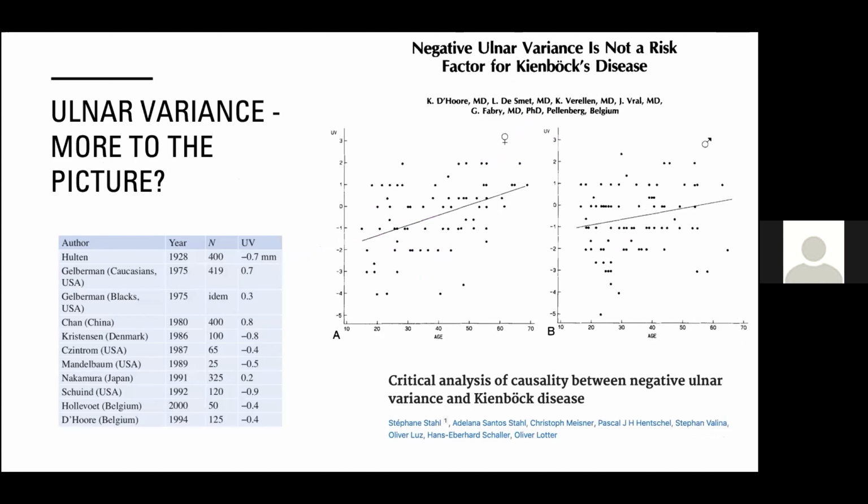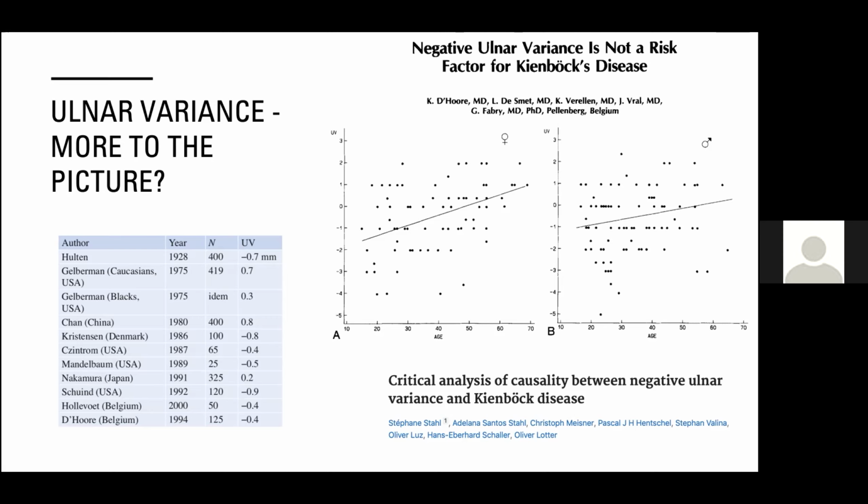Since Hulten first noticed the potential association with ulnar variance and Kienbock disease, numerous authors have revisited this topic, and the findings have been quite heterogeneous. Looking at the chart on the left, we can see that numerous authors have found variations in normal ulnar variance in asymptomatic patients. We can look at Gelberman's study in 1975, where he found significant variance just between white and Black Americans in a single time period.